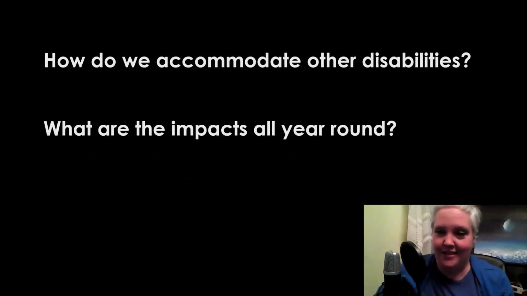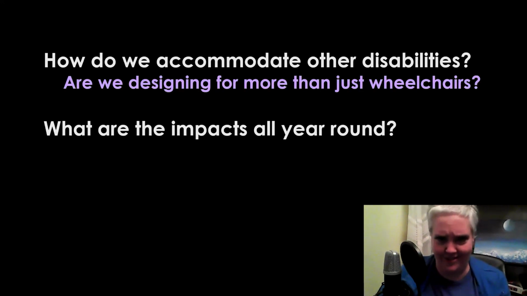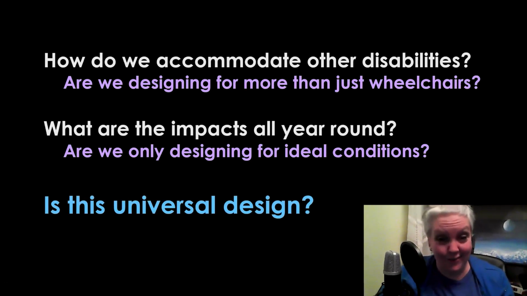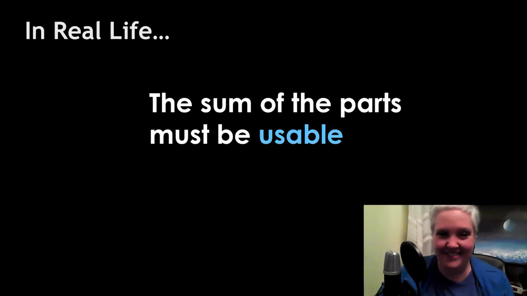So essentially, to be successful and integrate accessibility, we have to ask ourselves some questions. How do we accommodate other types of abilities beyond wheelchairs? And what are the impacts all year round? Try to design for worst case scenario weather, not best summer conditions. Are we designing for more than just wheelchairs? Are we only designing for ideal conditions? And is this universal design? Is this going to help everybody? In real life, the sum of the parts must be usable. You can't just put in a set of parking spaces, but oops, it's at the bottom of a 2-flight staircase.